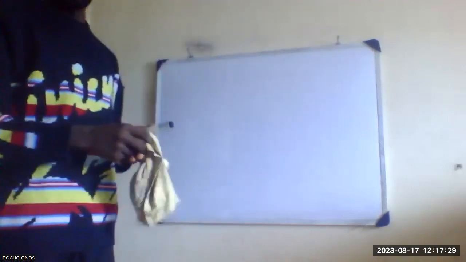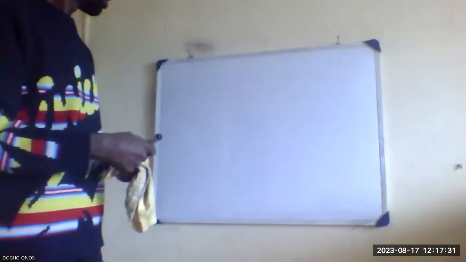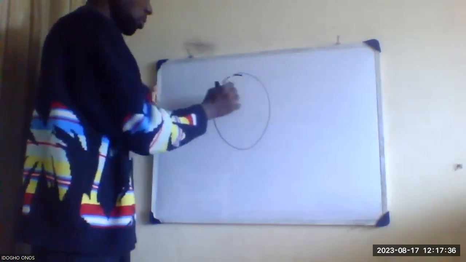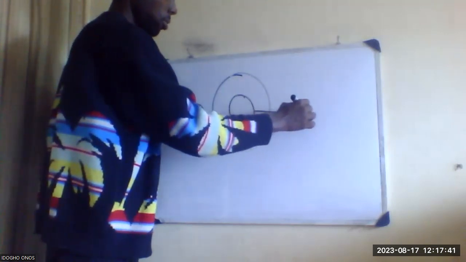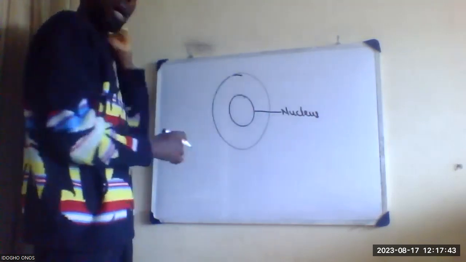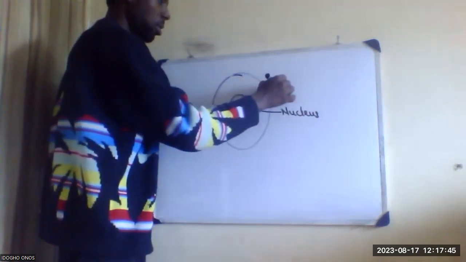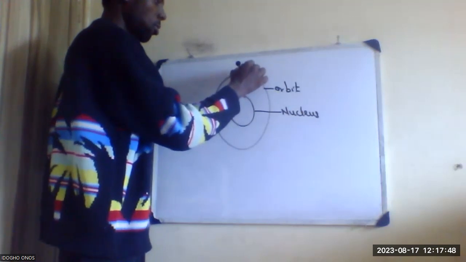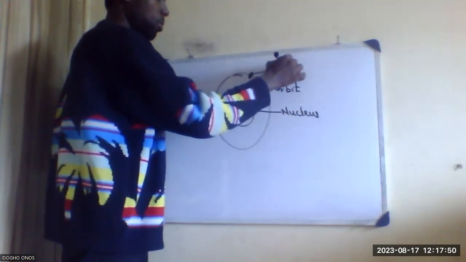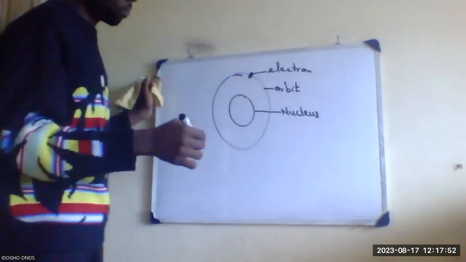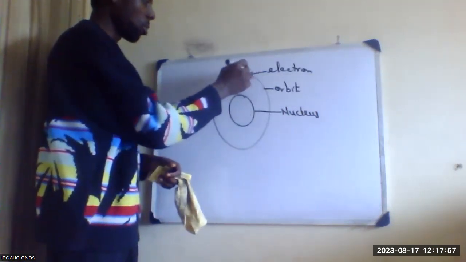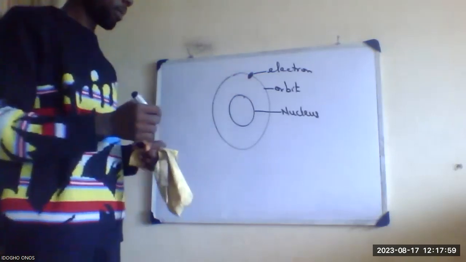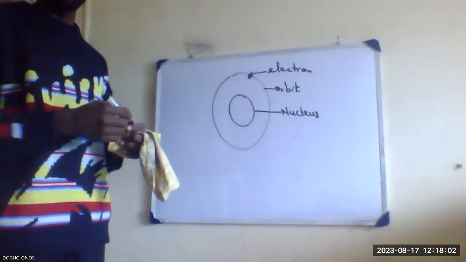Okay. Then an atom has a central core. If I have to draw the structure of an atom, it is something like this. The center here is called the nucleus. This circle around it is called orbit. And this dot is the electron. The orbit is what holds the electrons. Is that okay? Yes, sir.